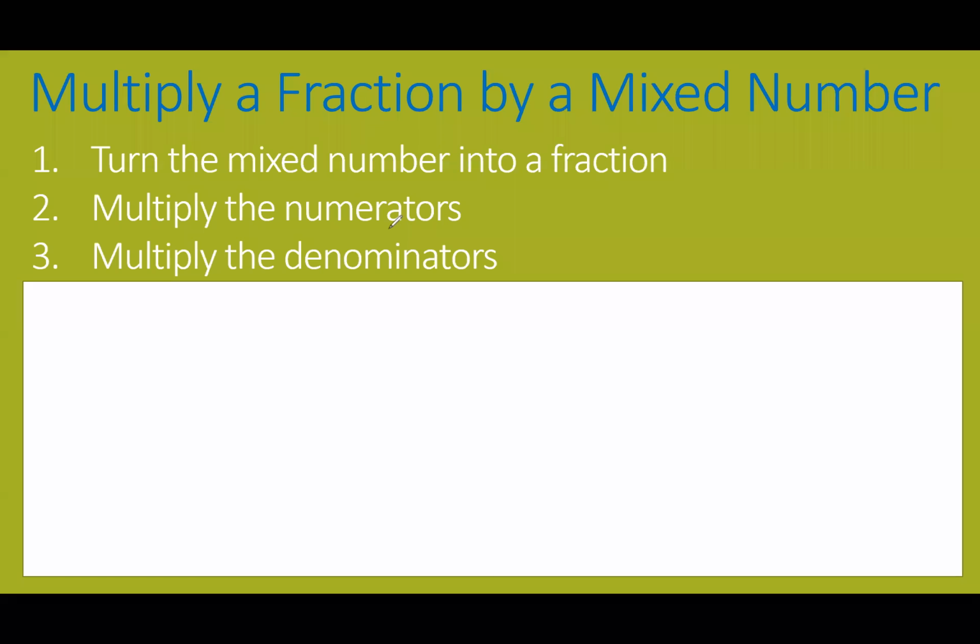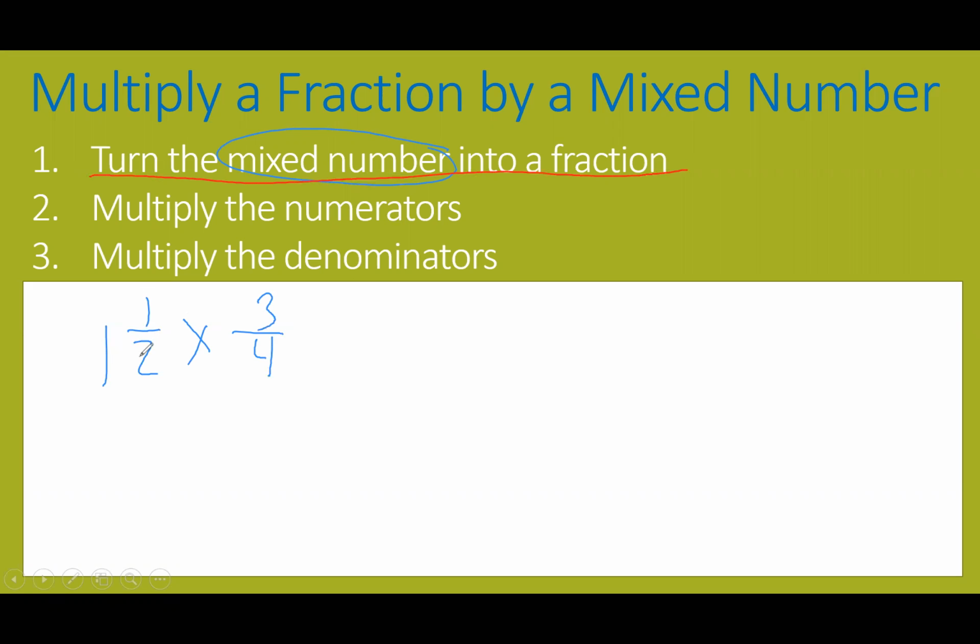So let me get a mixed number here for you. Let's do 1 and 1/2. Remember, when it's a mixed number, we can say and, because it's one whole and a piece of a whole. 1 and 1/2 times 3/4. So here's my problem. My first step is to turn the mixed number into a fraction.